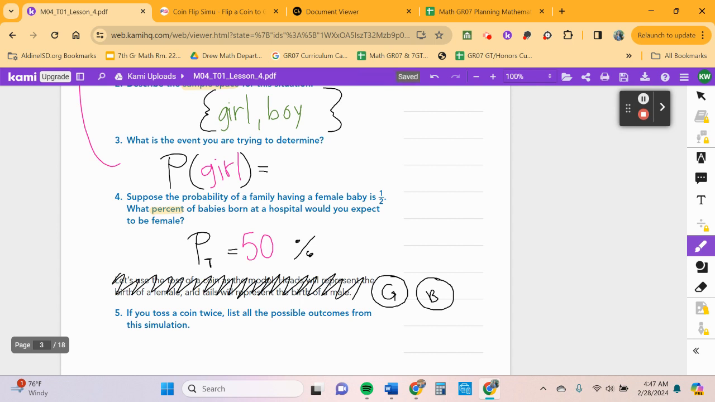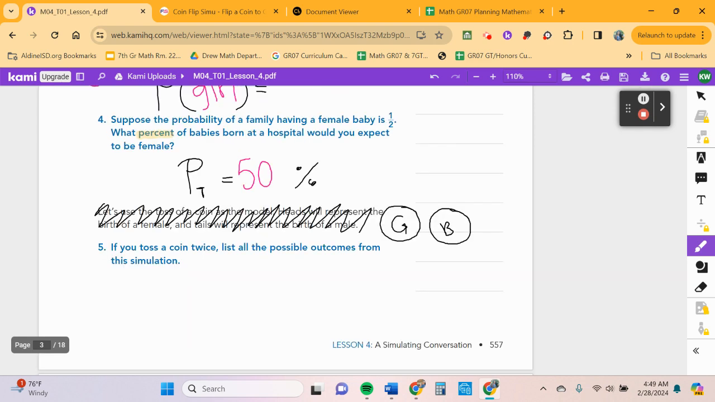Number 5 says, if you toss a coin twice, list all the possible outcomes from this simulation. Well, one way we can notate 2 coin tosses is by putting that simulation in parentheses. So if I were to toss the coin, a possible outcome could be I toss girl, and then on my second, I flip boy. And actually, let me just write a 1 and a 2 underneath so that makes more visual sense. My first coin flip could be girl. My second coin flip could be boy.